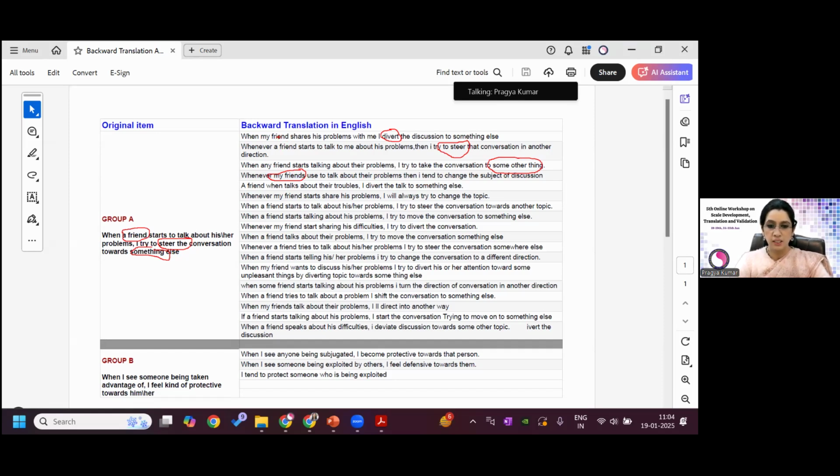Initially, people have generally used the singular, but here someone has used "my friends." Then again, it is about when a friend talks about his troubles. So now he has written the term "trouble." You have to see whether this trouble and problem are the same or not, like how people generally take their words whenever they see them. So are trouble and problem the same?